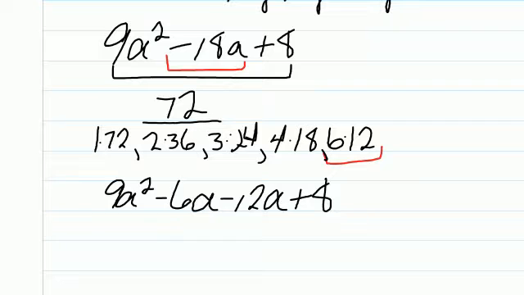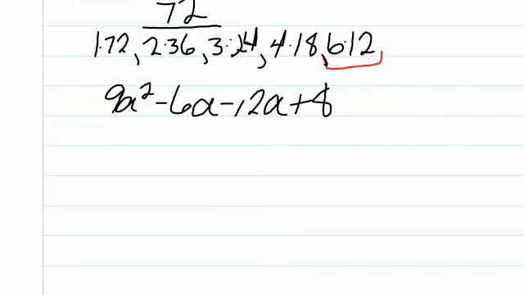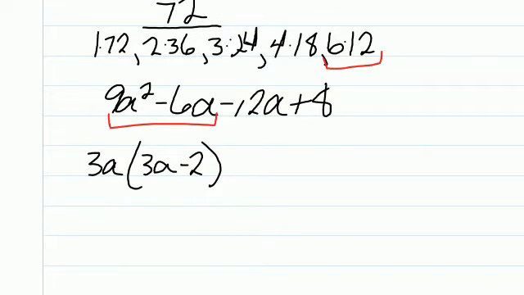Now let's take a look. What is the greatest common factor that I can factor from these two terms? It's going to be 3a. Let's factor out a 3a. So 3a times 3a is 9a squared. 3a times negative 2 is negative 6a. I'm going to factor out a 4a.